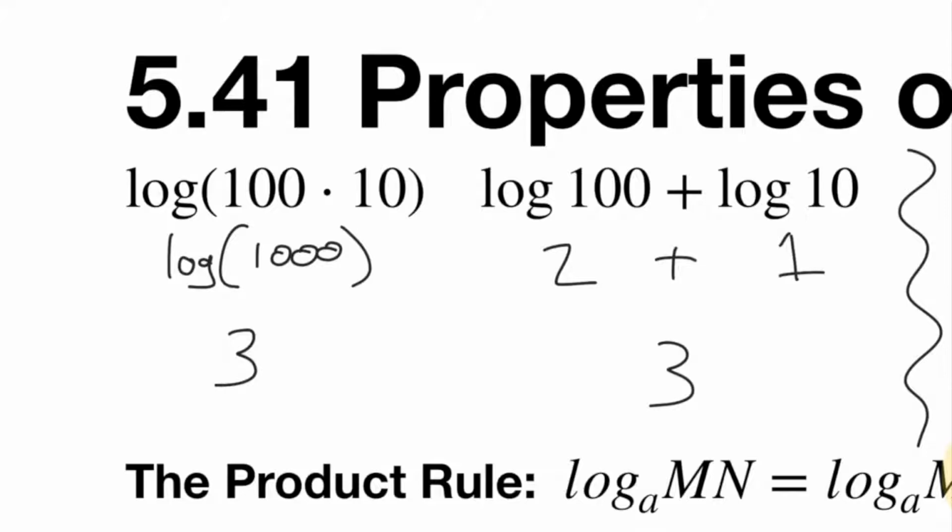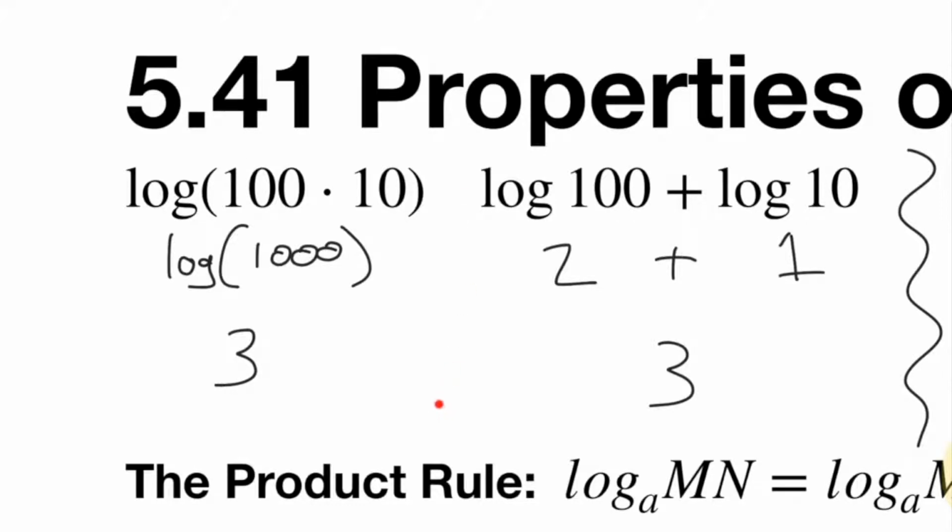Welcome to section 5.41, Properties of Logarithmic Functions. So here, I want to show you something. Log of 100 times 10 is the same thing as log of 1,000. I just did the multiplication and I get 1,000. And if you want to know what the exponent is on 1,000, the base is 10, the power is 1,000. What's the exponent? It's going to be 3.